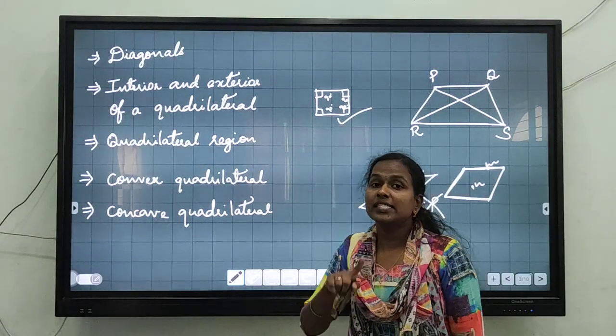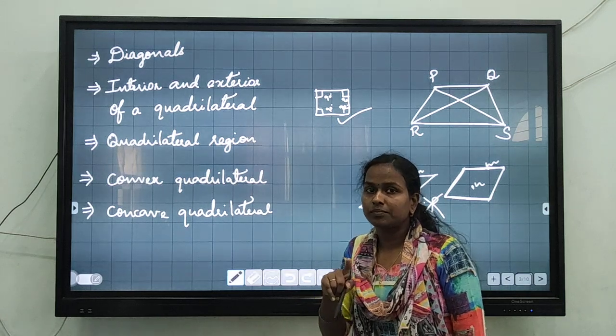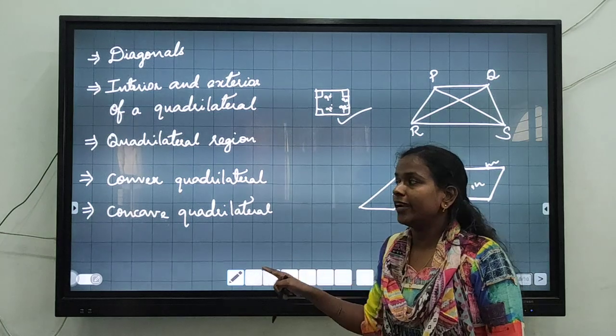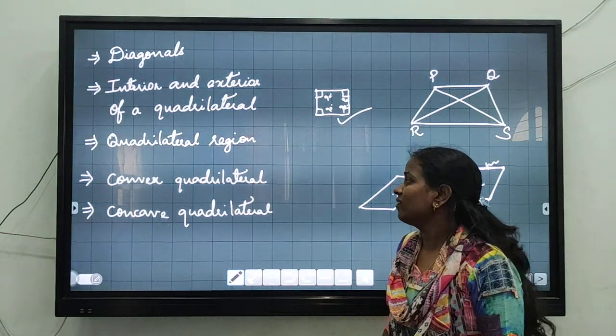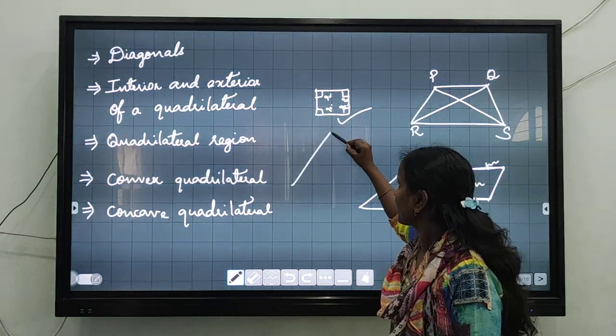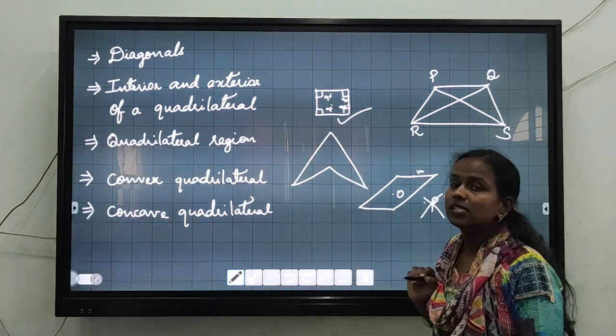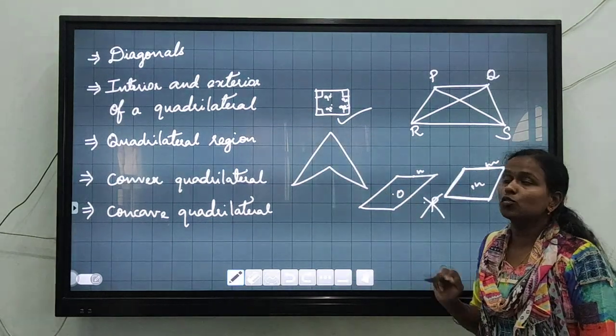Concave quadrilateral means any one of the angles is more than 180 degrees. For example, I draw the figure like this. Is this a quadrilateral? Yes, this is a quadrilateral.